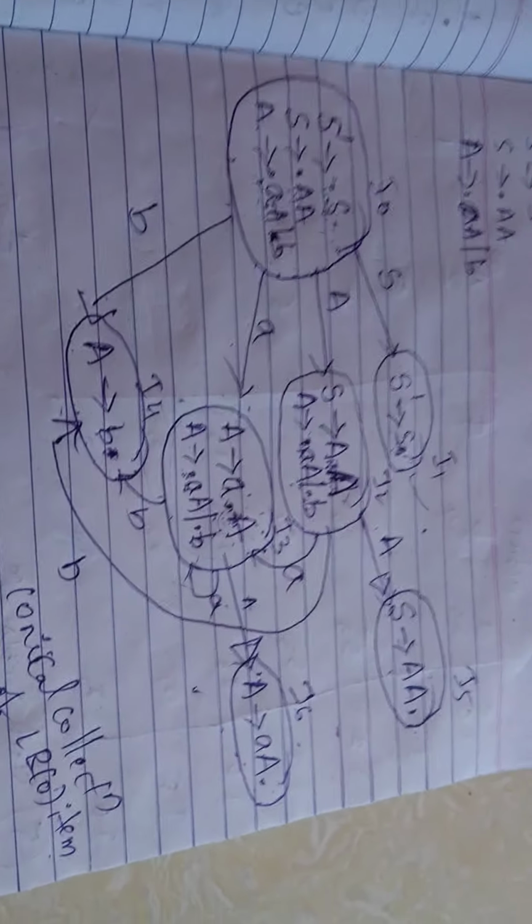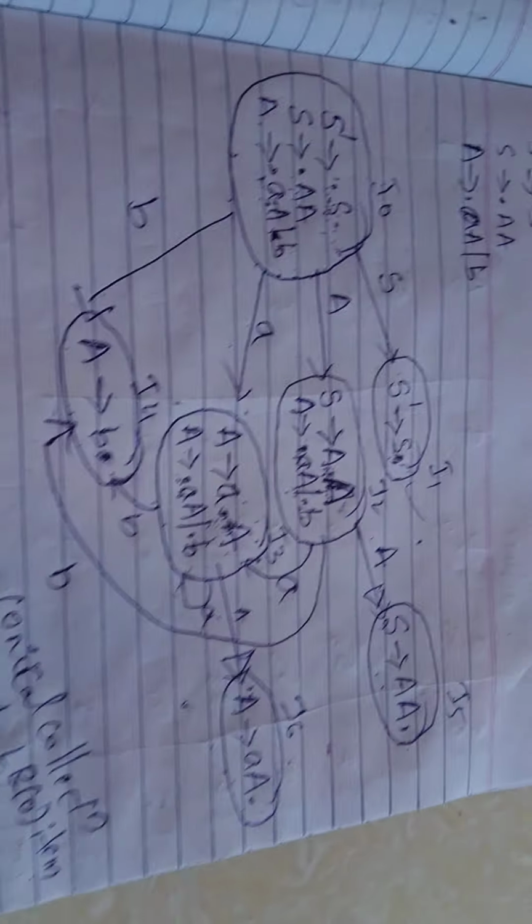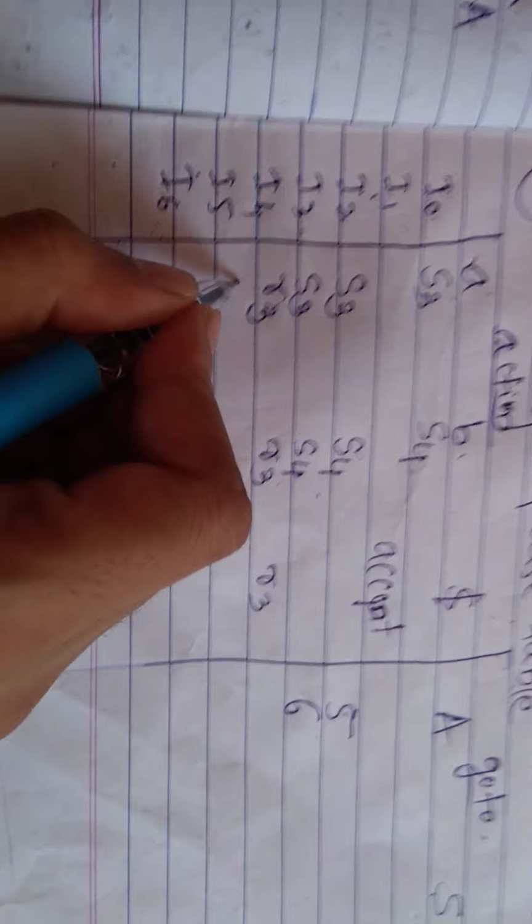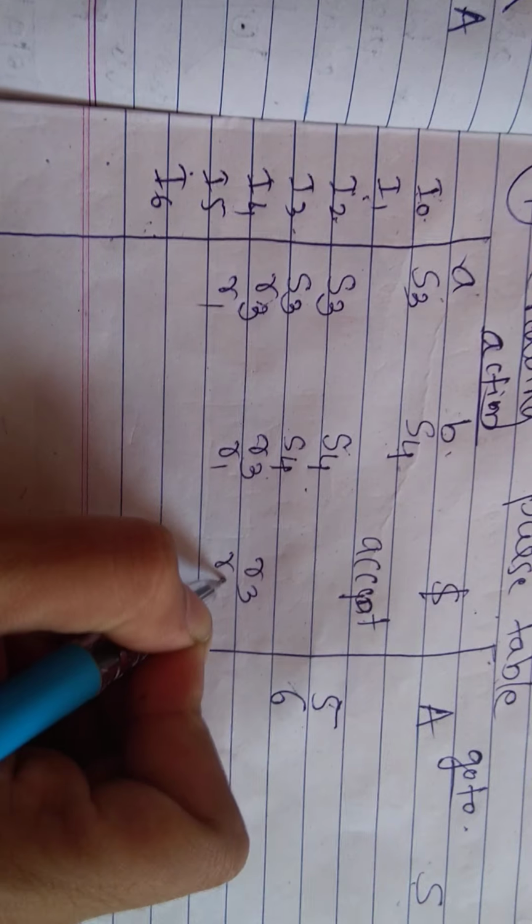I5 is given with what? End of the production. What is the number of the production? That is 1. So everywhere I will write R1, R1, R1.